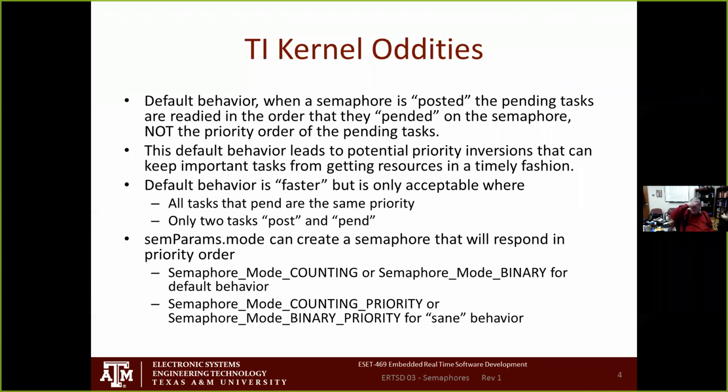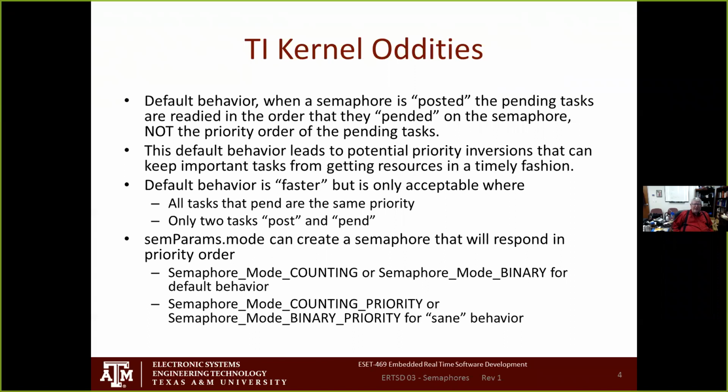Now, TI wrote it this way because it makes the operating system faster. It's much quicker for them to make a decision in the operating system, in the kernel, if you just base it on the order in which tasks pended on a semaphore. It turns out that they can do that in a lot fewer instruction cycles, which cuts down on operating system latency.